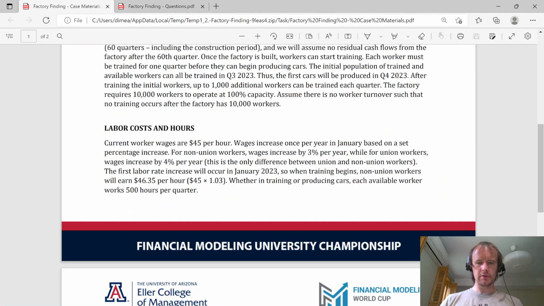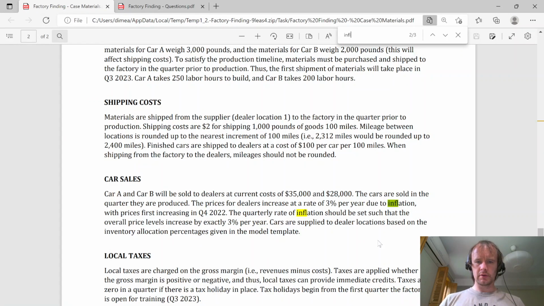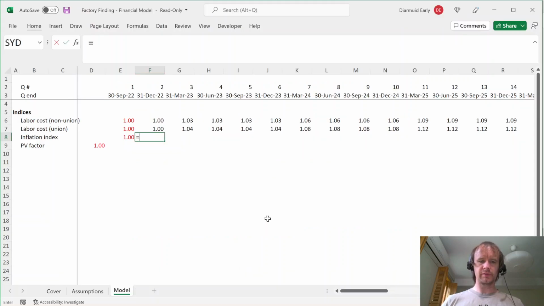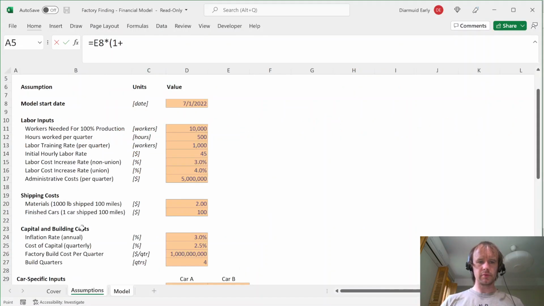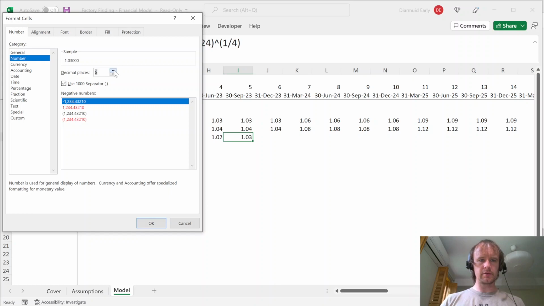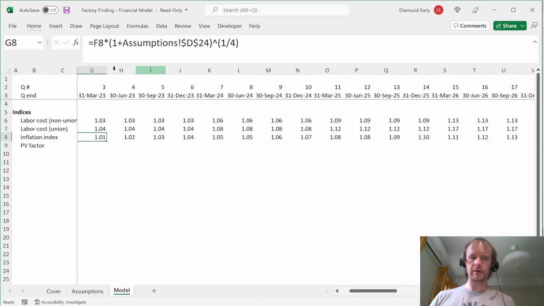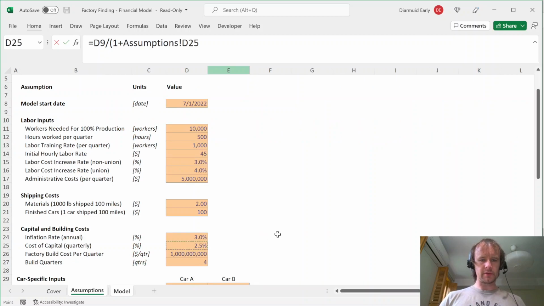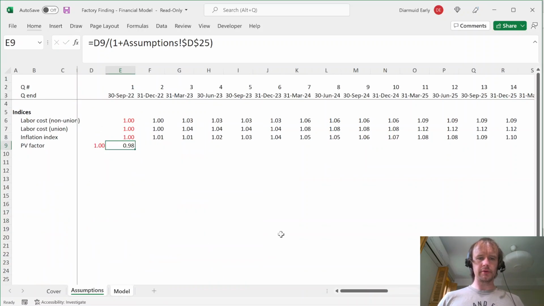Now inflation, we're told the quarterly rate of inflation should be set such that the overall prices increase by 3% a year. So in other words, this is that times 1 plus my 3% here to the power of 1 over 4. And we'll scoot along 1 year, and hopefully we should find that this is exactly 1.03, and it is. That's good, that's working. Carry on. And then my PV factor, I'm going to say this divided by 1 plus that 2.5%, so we're at 2.5% a quarter here, so we don't need to de-annualize that. So that's my present value factor.